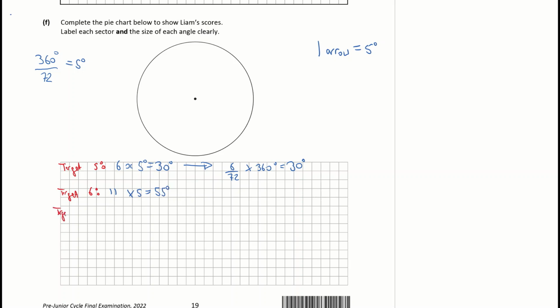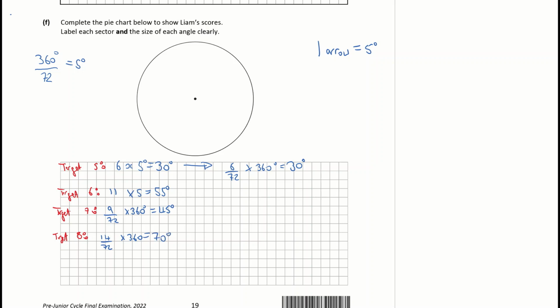Target number 7, I'm just going to do this the other way now. I'm going to write it as a fraction. So target number 7 was hit 9 times. So I'm going to go 9 over 72. So this is just the other way of doing it. Multiplied by 360 degrees is giving me 45 degrees. Target number 8 was hit 14 times, so 14 out of 72 arrows multiplied by 360 is giving me 70 degrees.